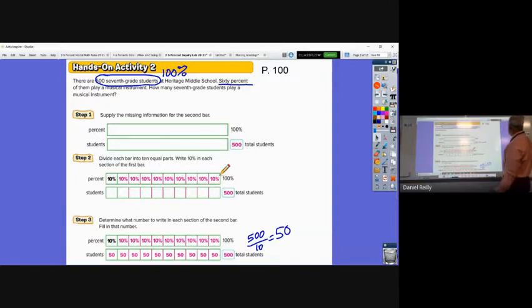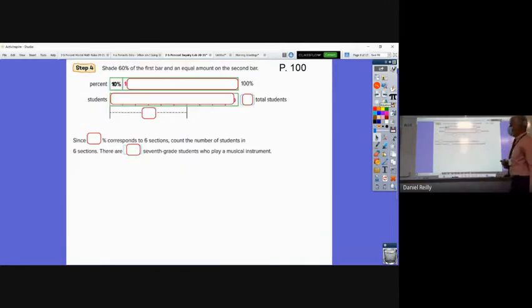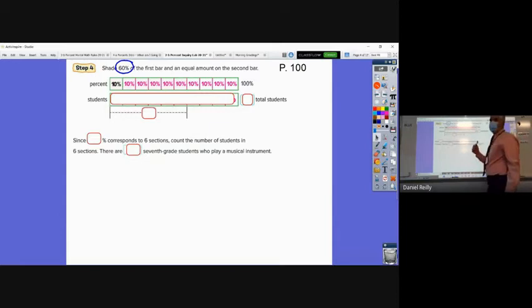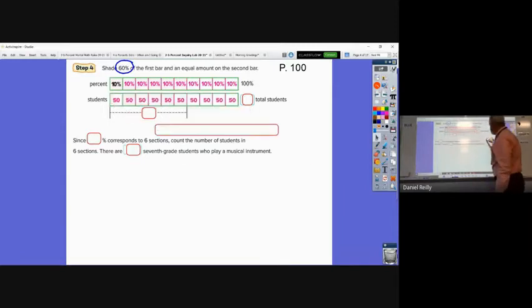Now I can look at what the question is asking. And the question is asking, what is 60%? Okay, so then I'm going to take my first bar here of percent. They make you write all these things over again. Every step here in the book is kind of annoying, isn't it? Sorry about that. And because we already did all this, right? That's 500 total students, and each strip is 50.